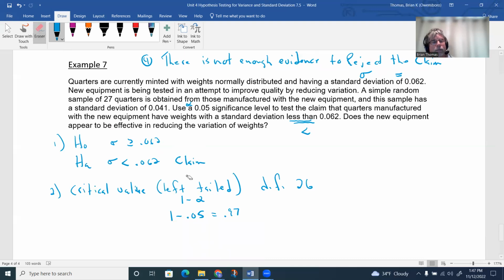So I didn't look right. Yeah, so 100% minus 5%, 95%. There you go. Sometimes you just got to do it.